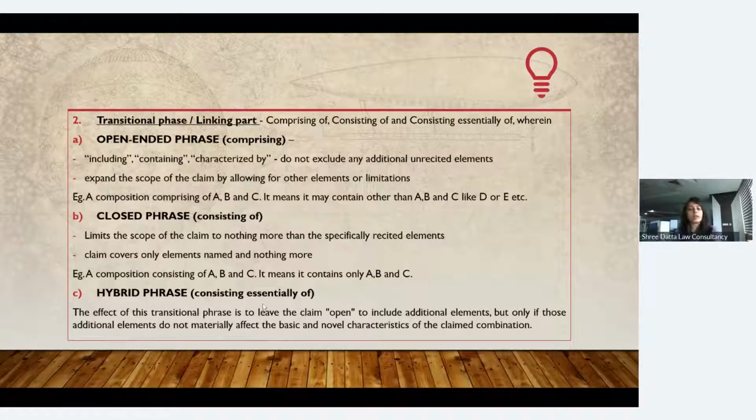To overcome that prior art, people are using the closed phrase or the hybrid phrase to narrow down the scope and to grant the patent. But generally, people are using "comprising of".